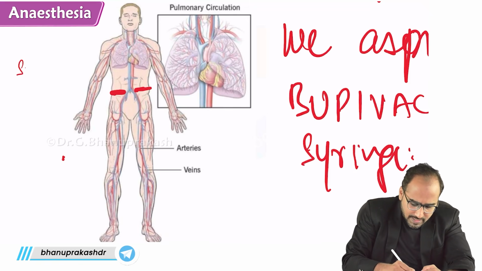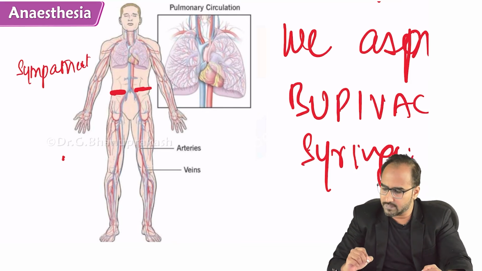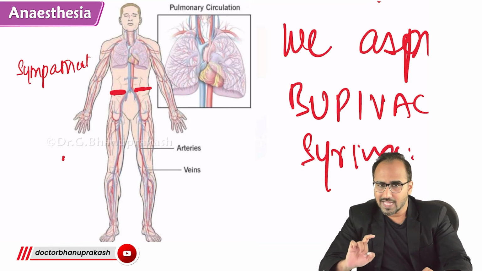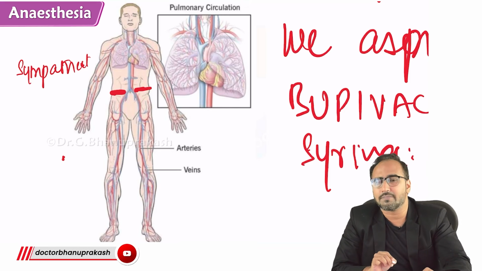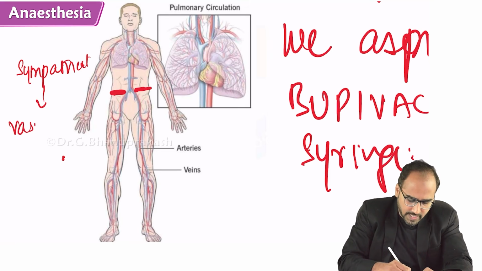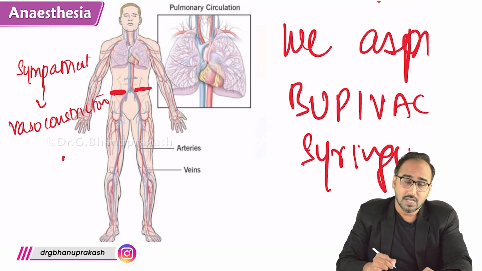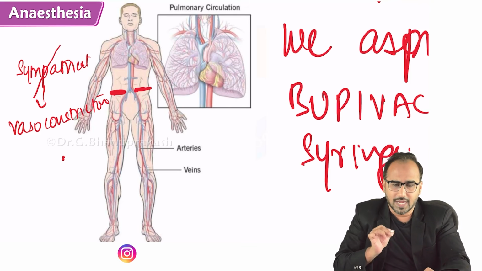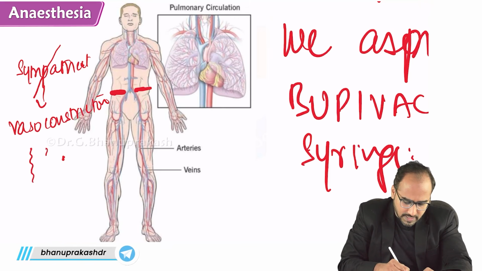Remember, guys, first of all, the sympathetic activity is responsible for... So guys, as I already told you, as we give spinal anesthesia, what activity is gone? The sympathetic activity of the lower part is gone. Sympathetic system is responsible for vasoconstriction, right? As we give spinal anesthesia, we block the sympathetic activity, and as sympathetic activity is blocked, what will happen to the blood vessels? The blood vessels will dilate.